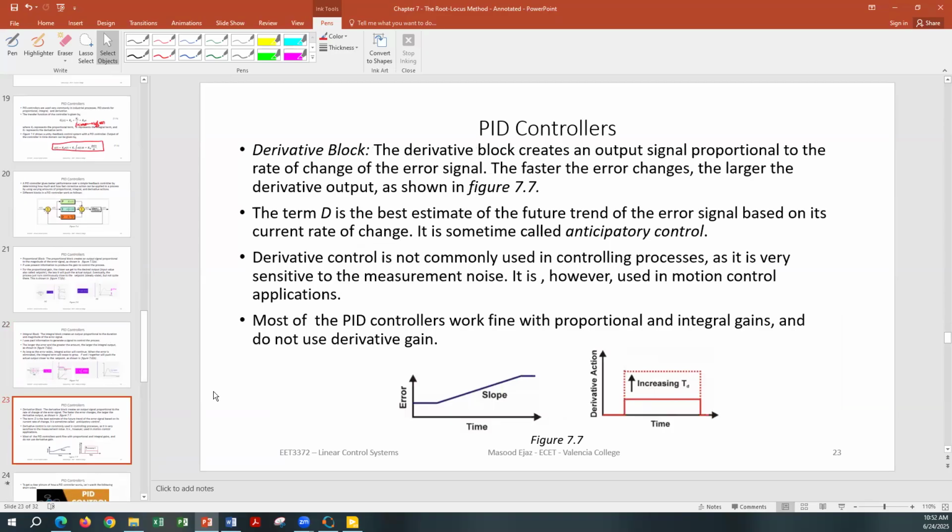And the third one is the derivative block. Derivative block creates an output signal proportional to the rate of change of the error signal. The faster the error changes, the larger the derivative output is going to be. This is the best estimate of the future trend.